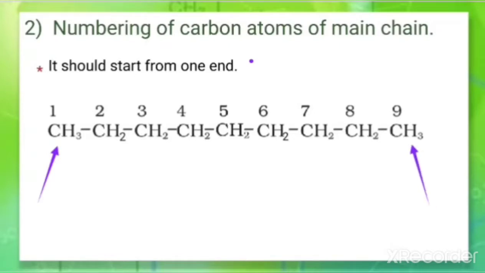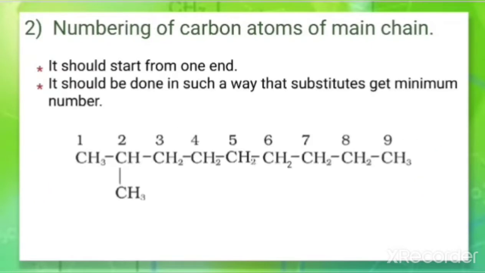But again there are some conditions for numbering that we'll check. Whenever you start the numbering, always start with one of the ends. For example, in this case, the numbering is starting from this carbon, that is from the left hand side. Either you can start from this end or this end, but the conditions are there. If there is a substituent, we have to number in such a way that the substituent should get the minimum number.